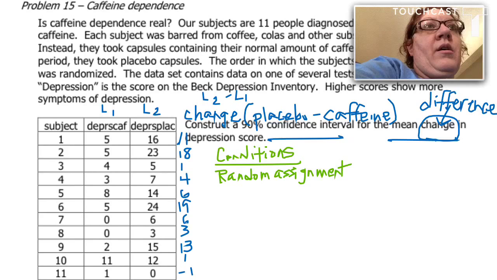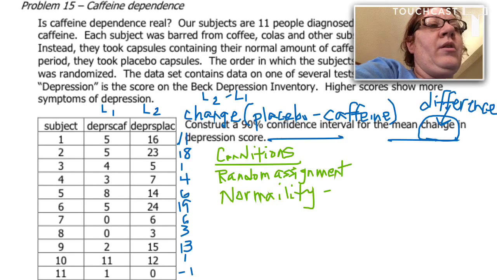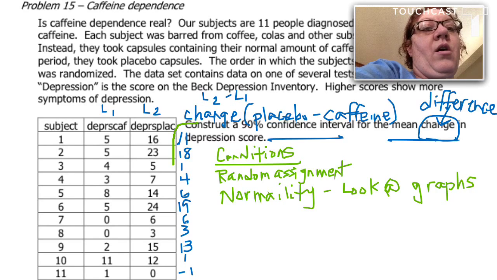And the normality, I'm going to have to check by doing some graphing, because you'll notice that I only had 11 participants. So I'm going to look at the graph. As a matter of fact, I'm going to look at 2 graphs for the data that I'm actually doing analysis on, which is this column that I created.